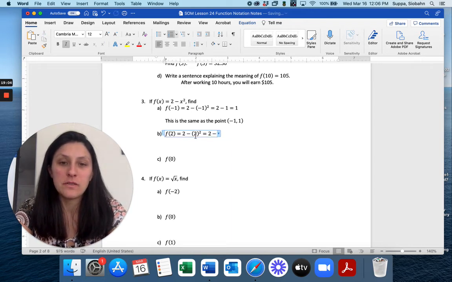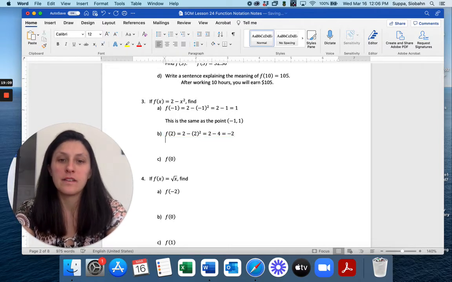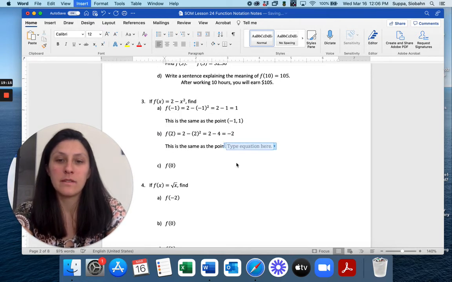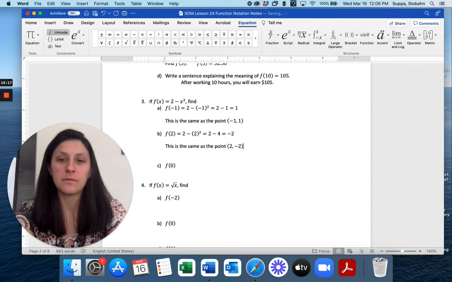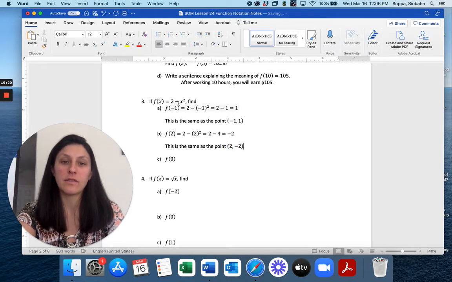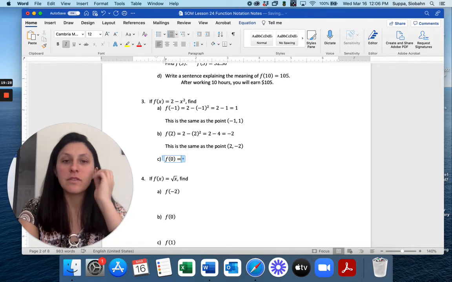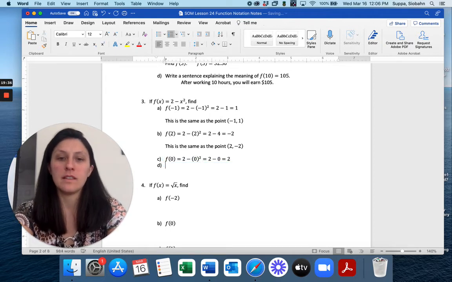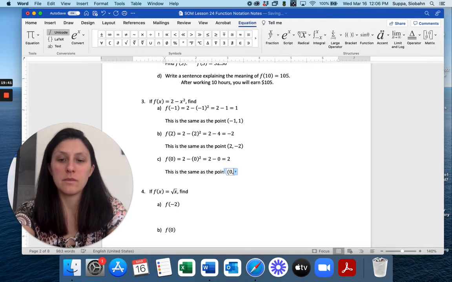All right, so what is 2 squared? It's 4. So we're doing 2 minus 4, which is negative 2. Again, this is the same as the point 2 comma negative 2. So that's what you would see if you were to graph this function and look for where x is 2. You should see the point is at 2 comma negative 2. Finally, what's f of 0? That means plug in 0 for x, and you will get just 2. And that is the same as the point 0 comma 2.